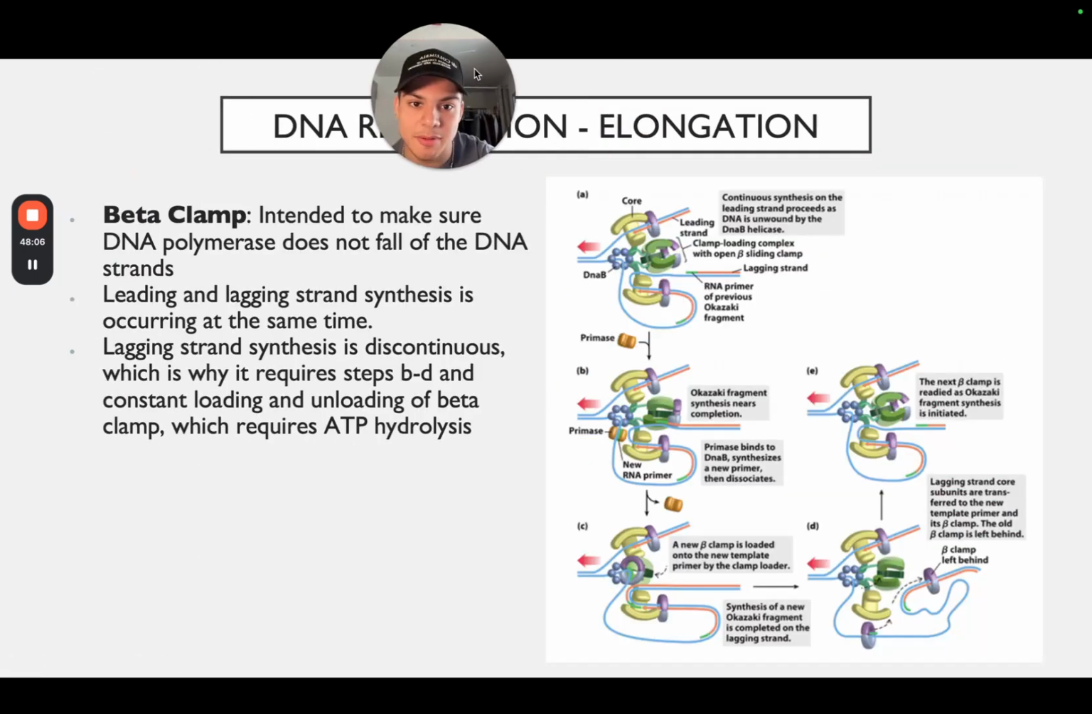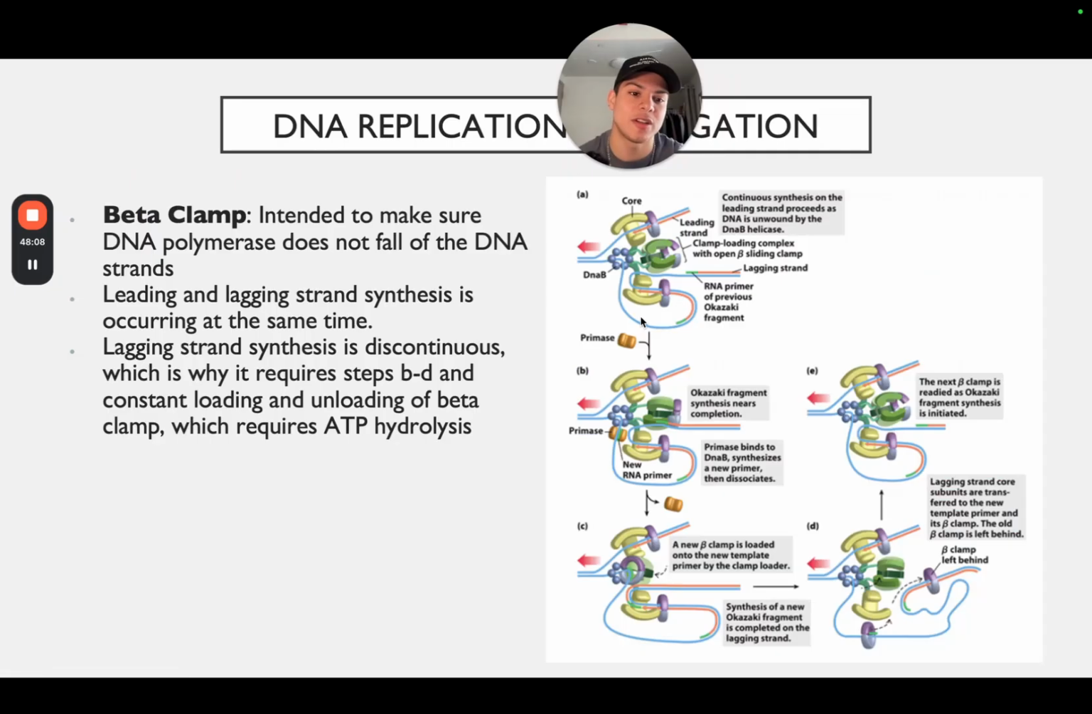Okay, so DNA replication, and this is one of the slides I wanted to mention about the structure of DNA polymerase 3. So DNA polymerase 3 has these key features. It has a beta clamp, which is intended to ensure the DNA polymerase does not fall off the DNA strands. This is why it has high processivity. It is not by coincidence. It is because it is purposefully made to have high processivity.